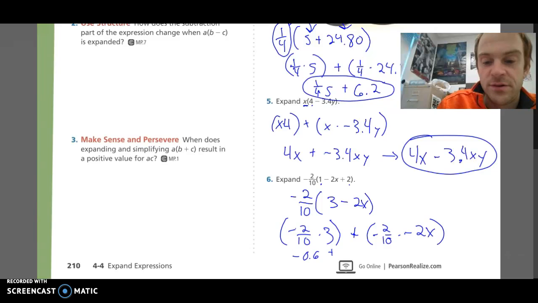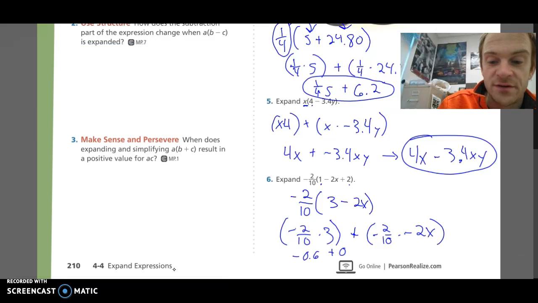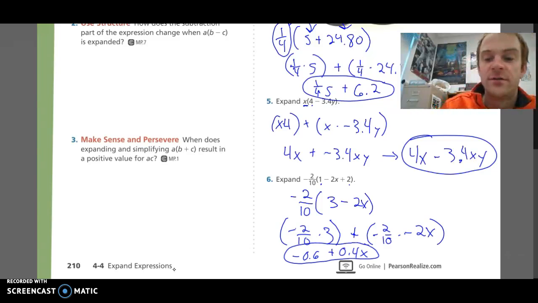Negative 0.6 plus negative 2/10 times negative 2. So negative 2/10 times 2 is 0.4. And negative times a negative is a positive. So it's actually going to be positive 0.4, and that x is still there. So here's the simplified and expanded expression for this original expression written up here.